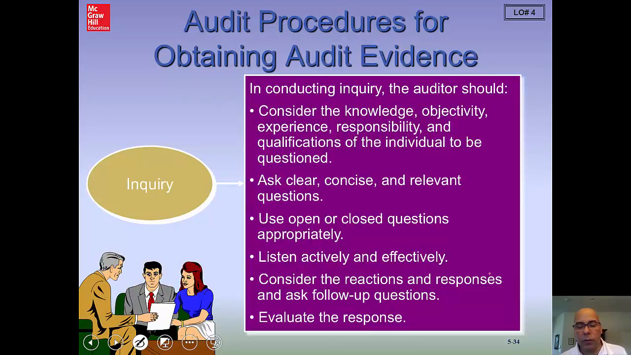Inquiry, okay, inquiry is going to be an audit procedure very low down on the food chain. It's oral evidence, right? But the expectation is that we would combine that with some of the other forms of evidence.